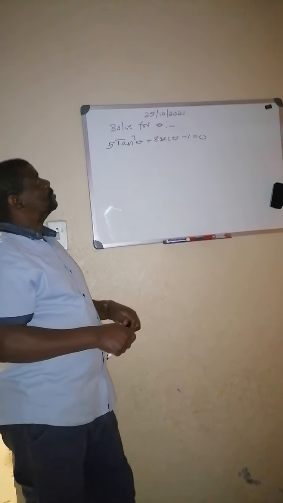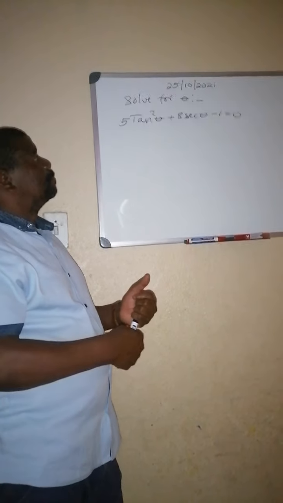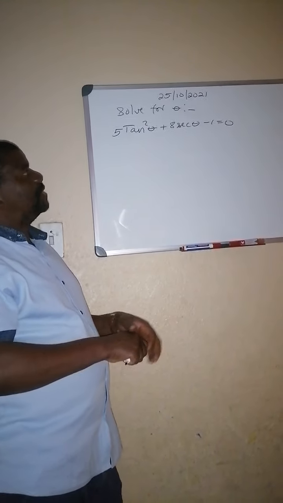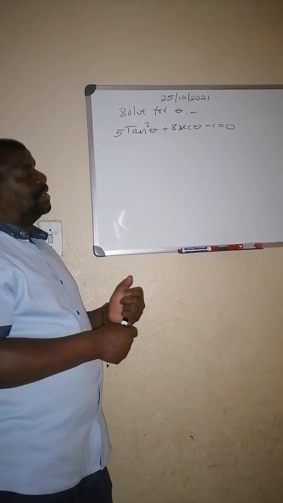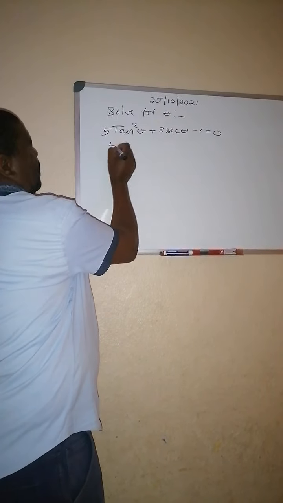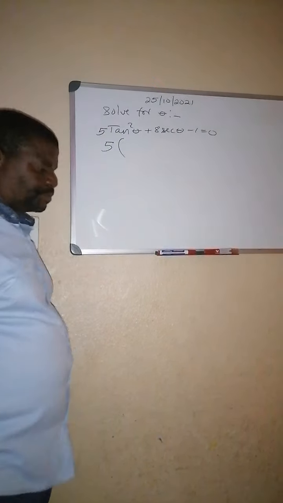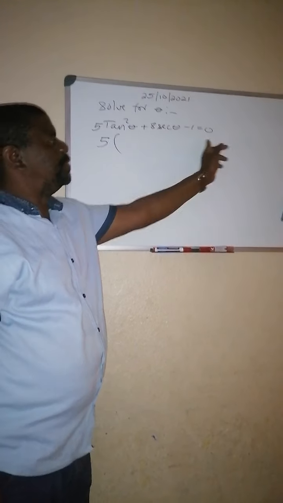Today let's look at this one where we solve for the unknown theta in the equation 5 tan squared theta plus 8 sec theta minus 1 equals 0. When we solve this kind of problem, we will need to establish the same ratio throughout.